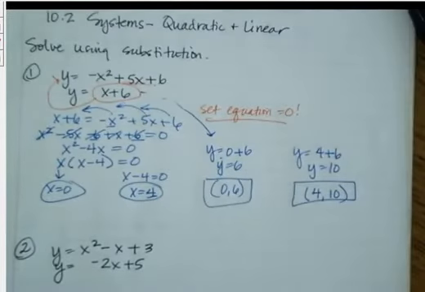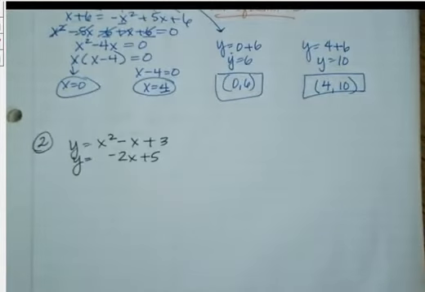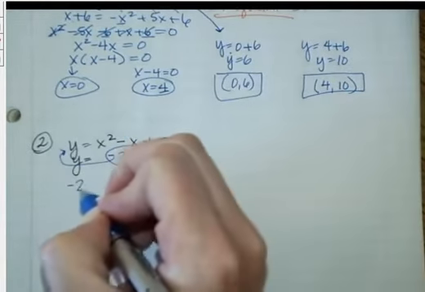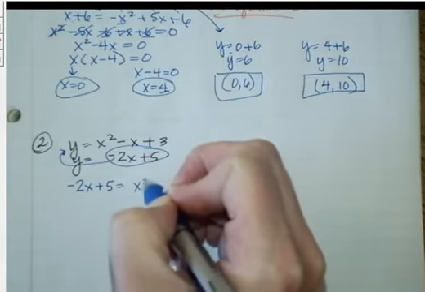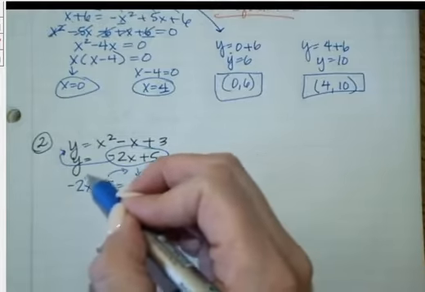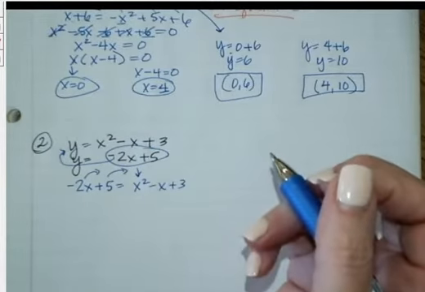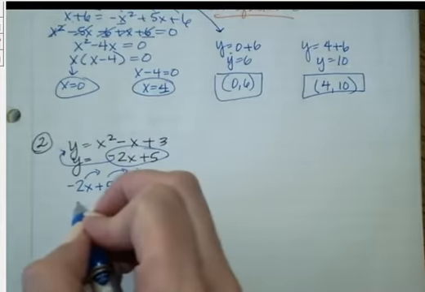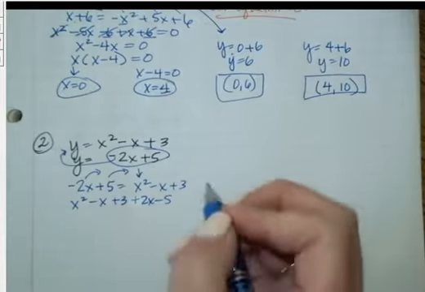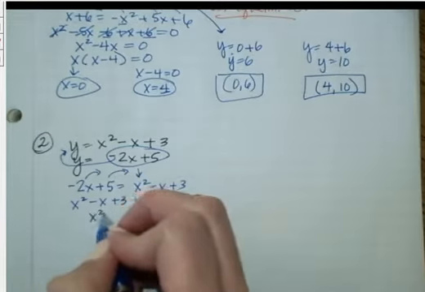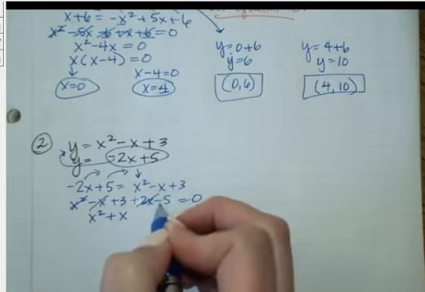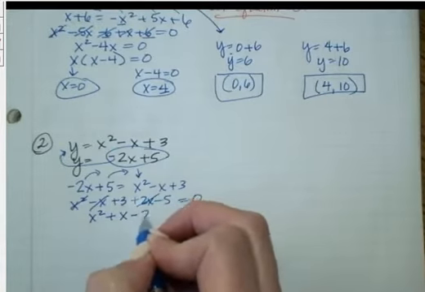Let's try another one. Y equals x squared minus x plus 3. So I'm going to take this guy and move it up. So I'm going to have negative 2x plus 5 equals x squared minus x plus 3. I want this guy to be positive, so that means I'm moving all this goodness over on to the right side by changing my signs. So I'm going to do x squared minus x plus 2x minus 5. Now let's regroup. So I have x squared minus x plus 2x gives me plus 1x. 3 minus 5 gives me minus 2.